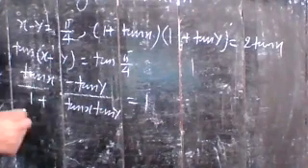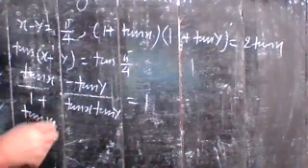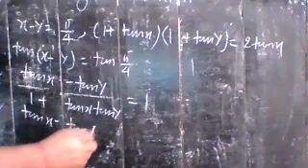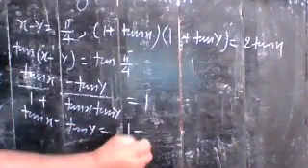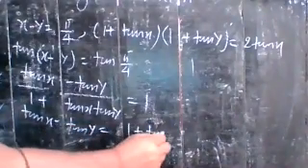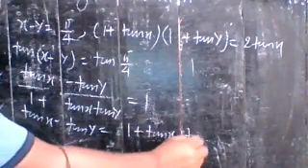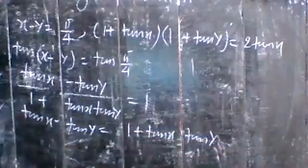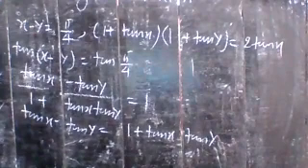Now taking cross multiplication, so you have tan x minus tan y is equal to 1 plus tan x tan y. So you have the result in this way.